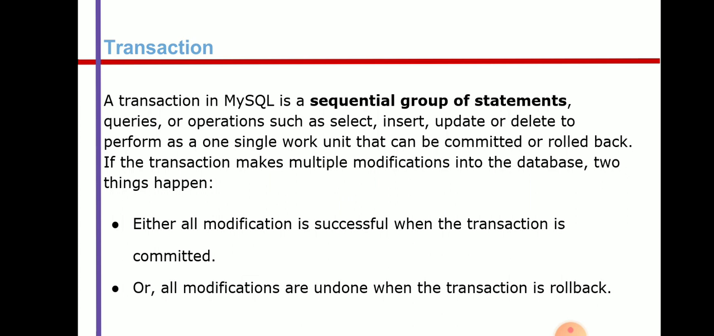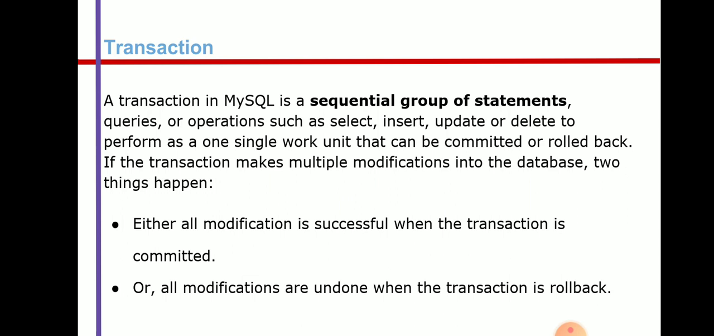A transaction in MySQL is a sequential group of statements, queries, or operations such as select, insert, update, or delete performed as one single unit of work that can be committed or rolled back. So what does this mean? These are a set of commands, and in case any one of the commands is not executed properly, the whole process will be aborted.